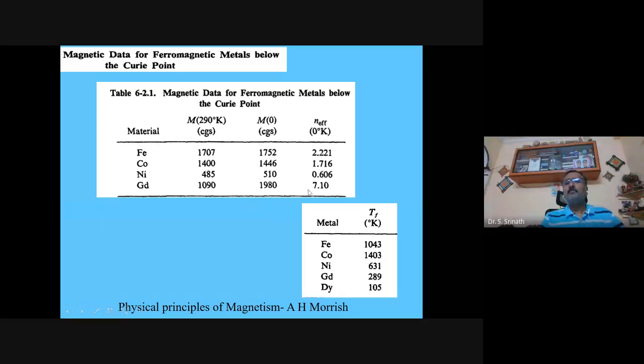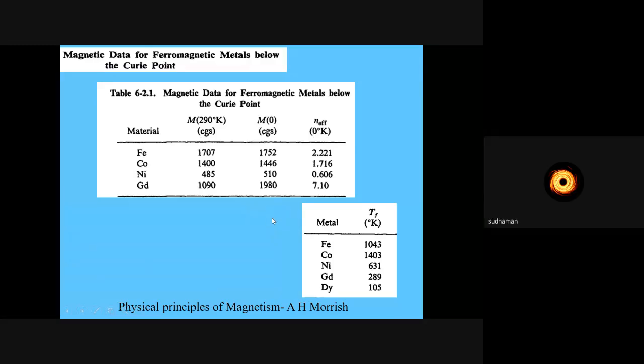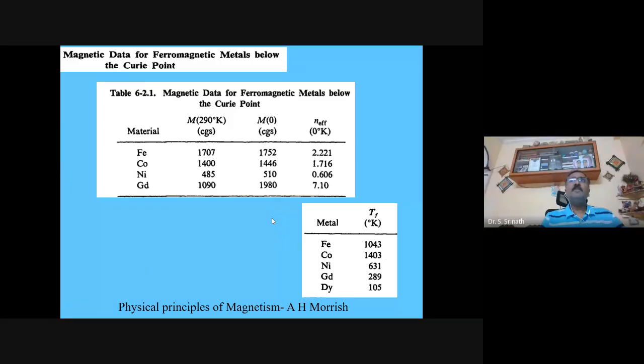I was expecting another question. Can anybody, something does bother you? Something which is very strange? Why does nickel have less than 1 Bohr magneton? That depends on what? What determines the magnetic moment of the element? From where are you getting the magnetic moment?